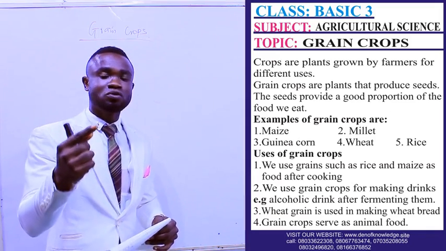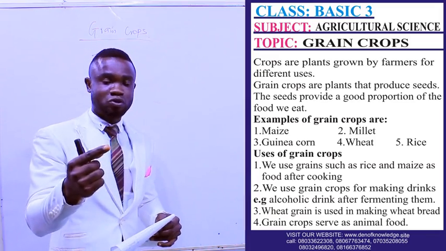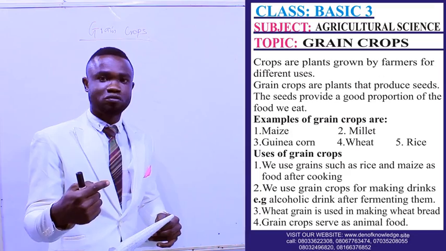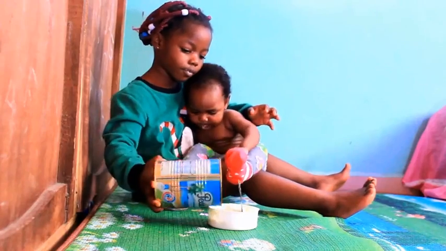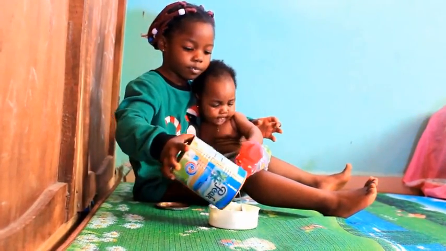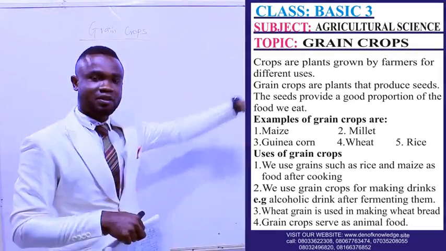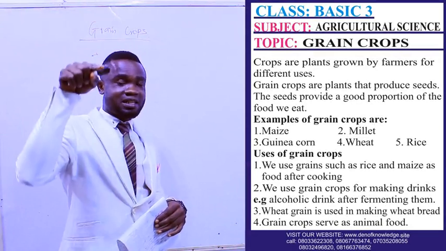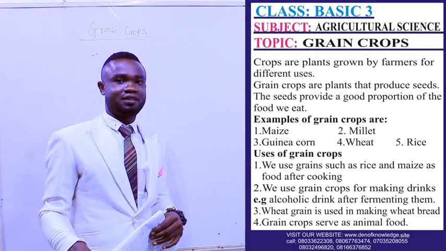We use maize to produce pap. Do you take pap? It's a very nice food. Look at this child taking pap. So, pap is from maize. And maize is a seed. Have you seen it now?